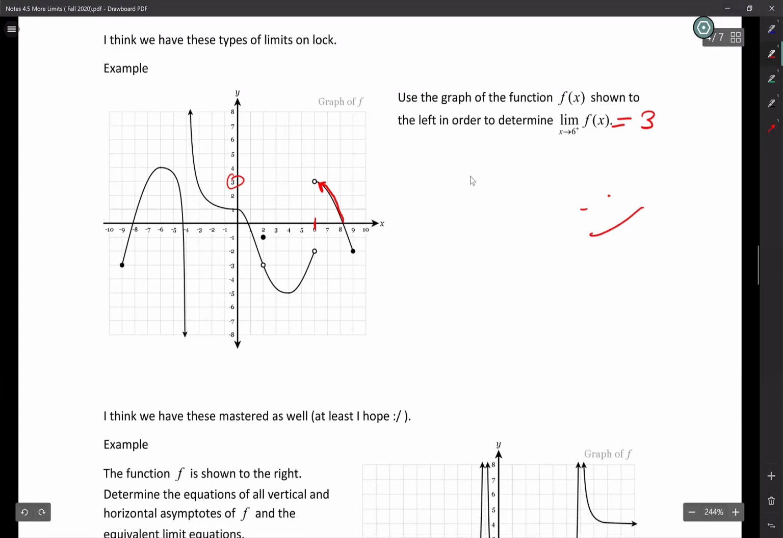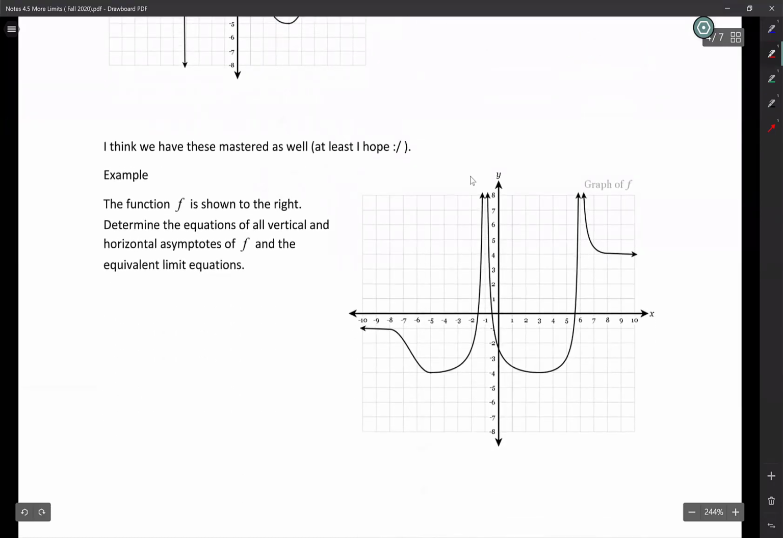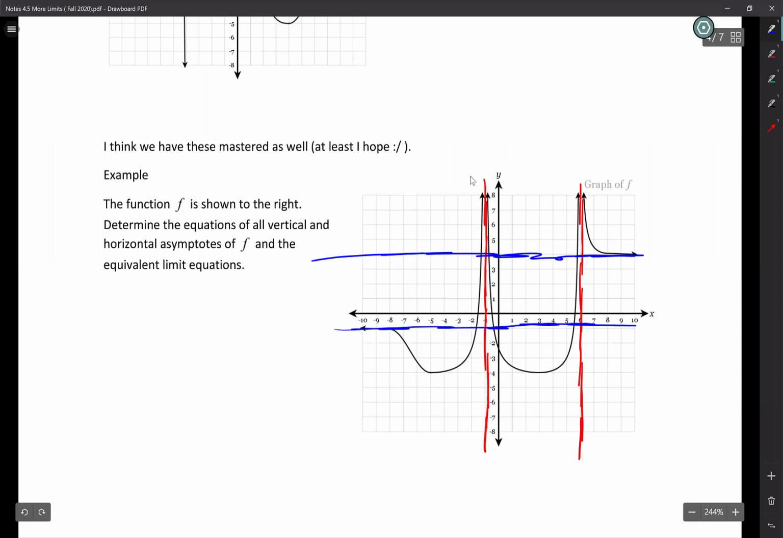Man, I probably should have made that picture a little smaller. Let's see what we have here. The function f is shown to the right. Determine the equations of all vertical and horizontal asymptotes of f and the equivalent limit equations. Okay, let's draw in the vertical asymptotes first. It looks like I have a vertical asymptote there. It looks like I have another vertical asymptote there. All right, now let's draw in our horizontal asymptotes. And it looks like it's this line here. And it looks like it is this line as well.